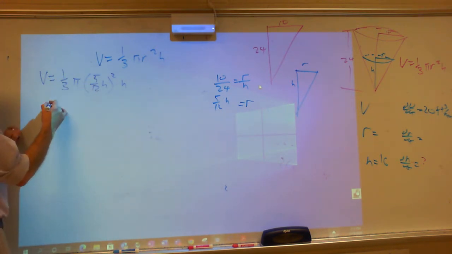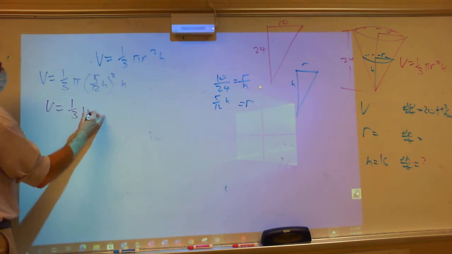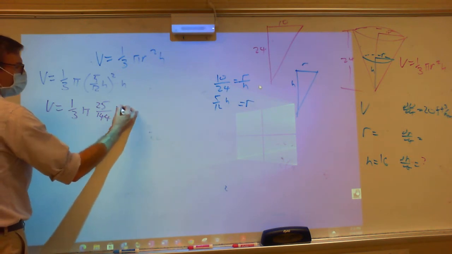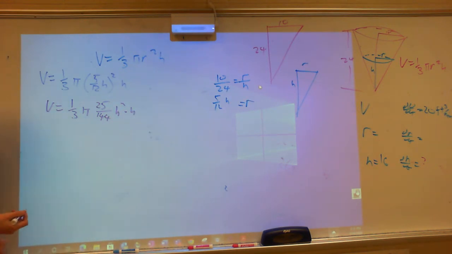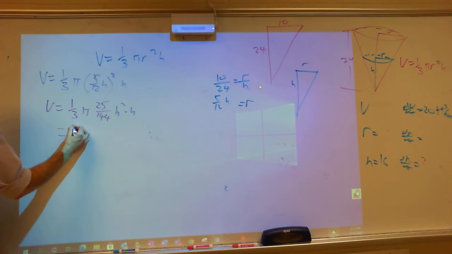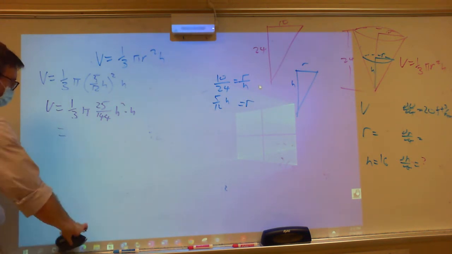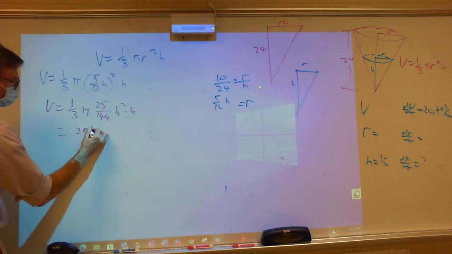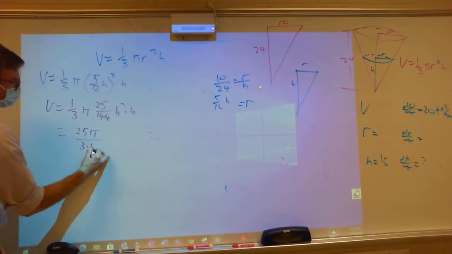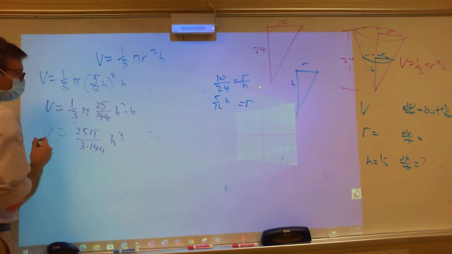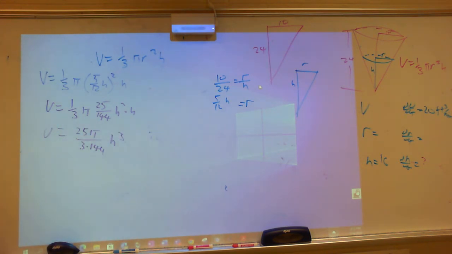If I look at this, that's going to give me V is equal to 1/3 pi, so that's 25 over 144 H squared times H, which is equal to 25 pi over, I'm going to say that's 3 times 144, because we don't actually need to multiply it out, H cubed, and I get V. So I've cleaned it up. Yay. Now what?